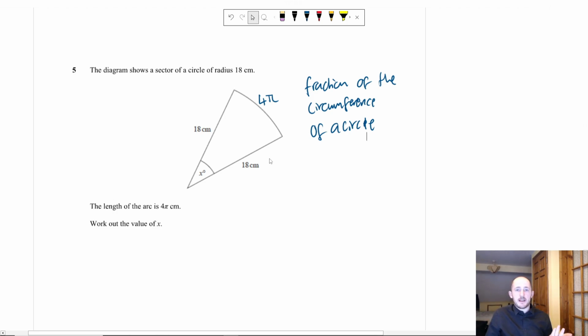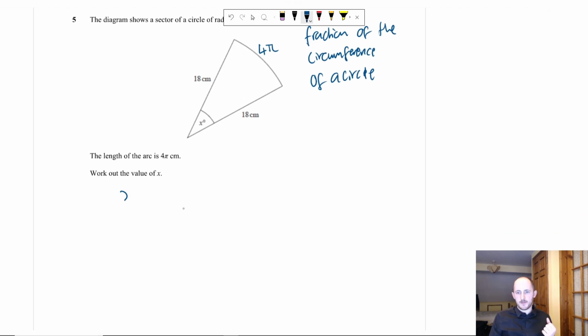Now, the question is, how do we get that fraction? Well, what we do is we take the angle, okay, and divide it by 360. So if you were to take half a pizza as your pizza slice, you would be taking 180 degrees. If you're taking a quarter of it, you take 90 degrees, right? That's how we work it out. And we times it by the equation for the circumference of a circle, which is 2 pi r. Okay? So just stating that gives you a mark. Just stating this fact.